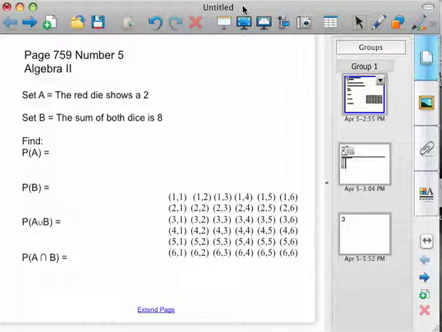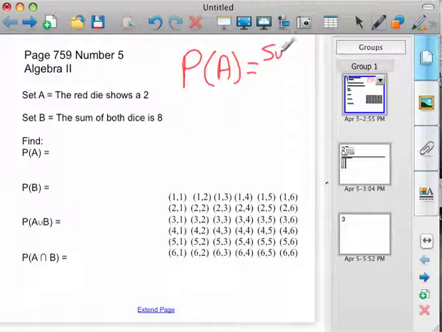Okay, so here's page 759, number 5. Set A, the red dice shows a 2, and set B is the sum of both dice is 8. So the probability of A, we want to find the probability that the red dice is a 2 when we throw both. Okay, the first thing is probability of an event, let's say A, is your successes over your total number of trials or possibilities, your total possible outcomes.